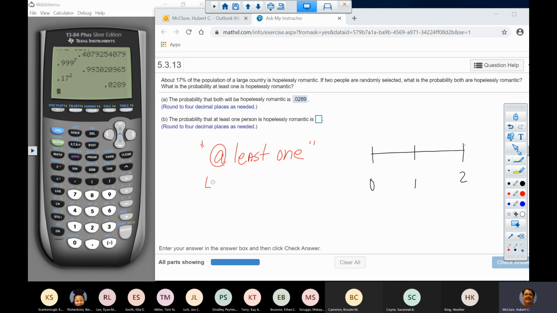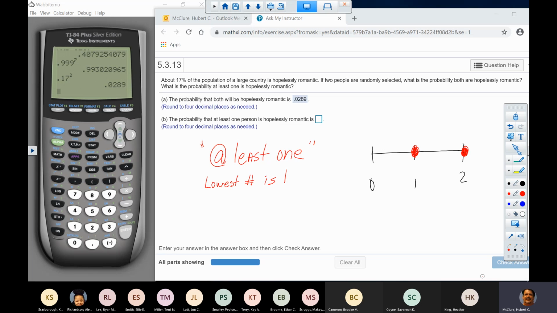That means that your lowest number is what? 0. 1. 1. So that means that I'm using this guy and this guy for at least 1. Does everybody understand that? If you look at the words "at least 1," it means your lowest number is 1. So that means everything above 1 and equal to 1 is being used. Does everybody understand that?